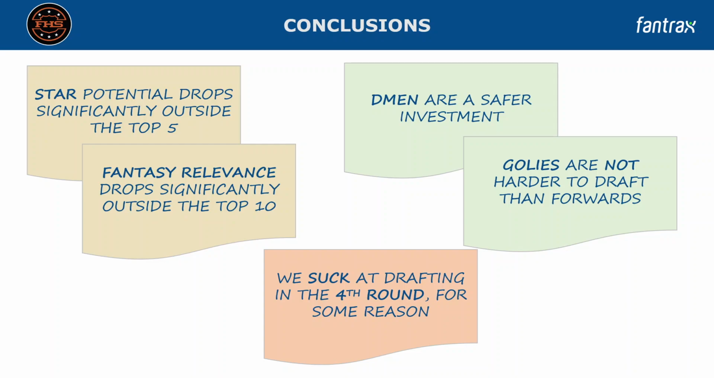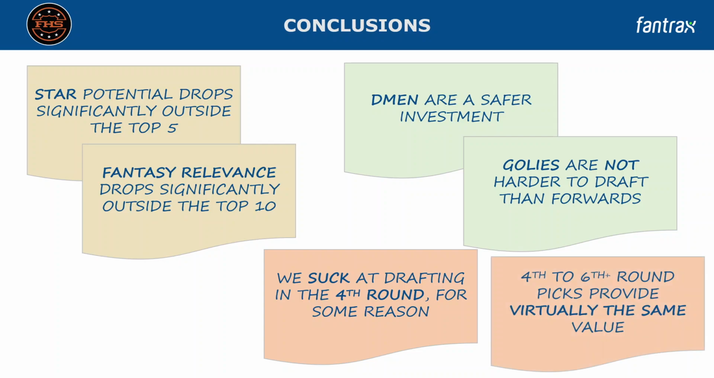We suck at drafting in the fourth round. I don't find a valid reason. Maybe except the suggestion that we just have more boom or bust picks in the fourth, but it still doesn't make a lot of sense why we have a lot of boom and bust picks in the fourth and not so many in the sixth, for example. So that's still a mystery for me.